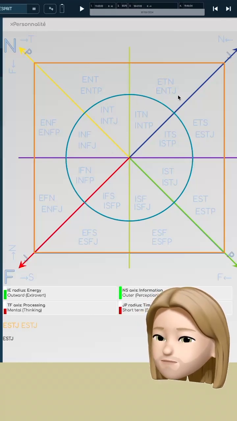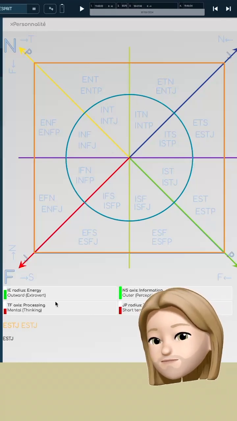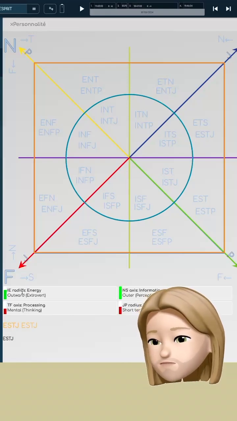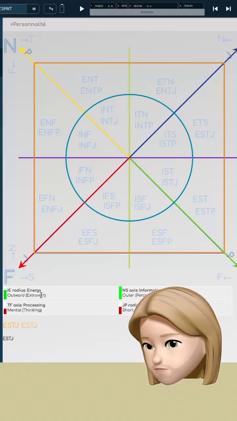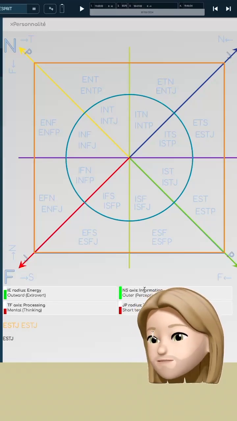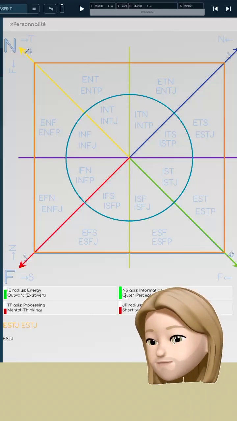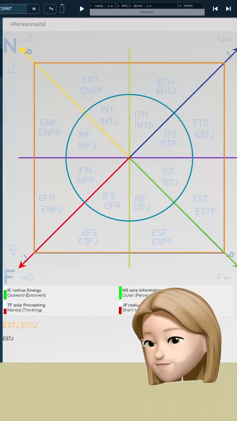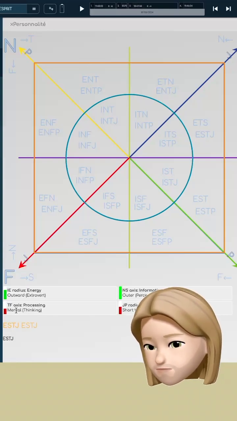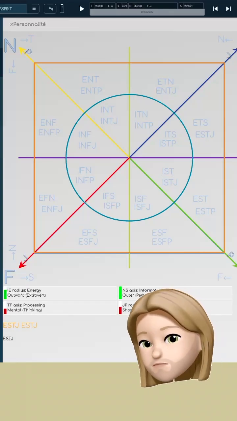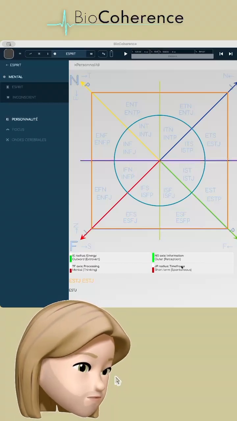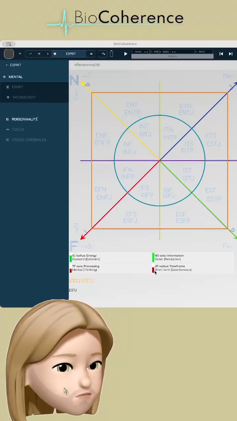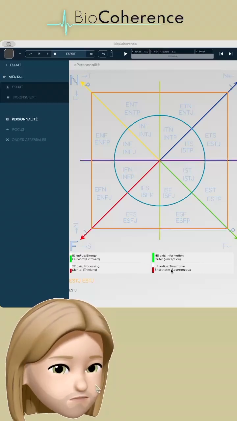At the bottom of the screen, you'll see the evaluation. So, for example, here on the II axis, i.e. the energy axis, we're moving outwards, so we're extraverted. On the NS axis, which is the way we process information, we're on the external, i.e. perception. On the TF axis, which is the way we process information, we're on the mental, thinking. And lastly, on the JP axis, which is the temporal space we're in, and here we're more in the short term, i.e. someone who's spontaneous.